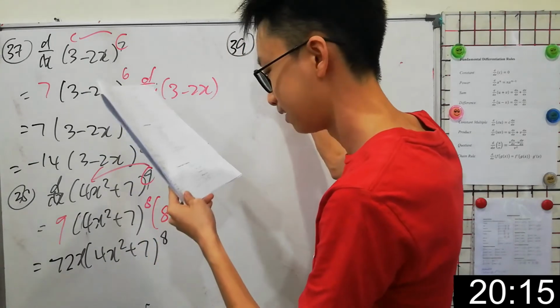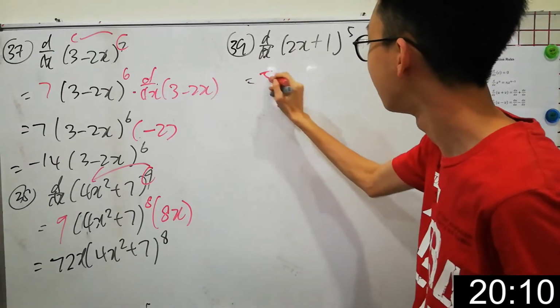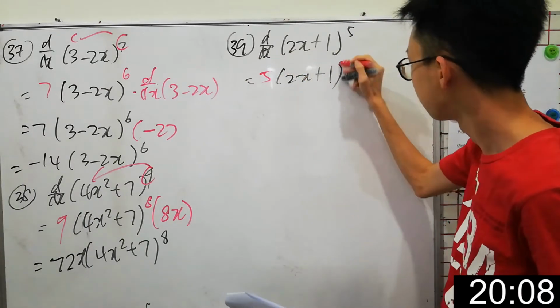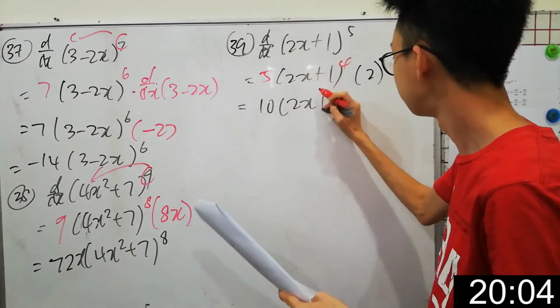39, d/dx of (2x plus 1) to the 5th power. Bring down the power, minus 1, inside function. So it's 10(2x plus 1) to the 4th power.